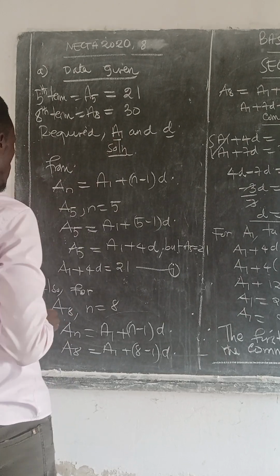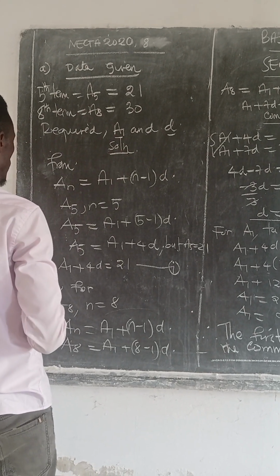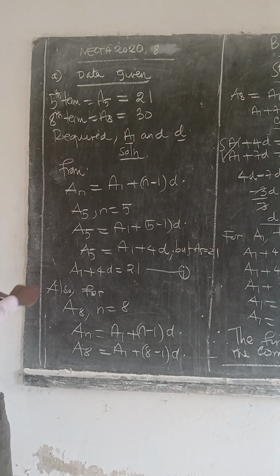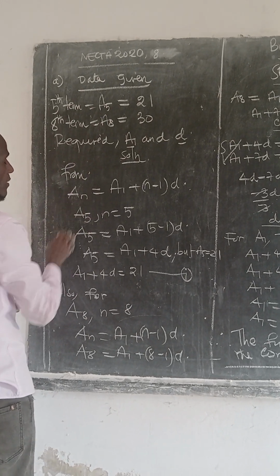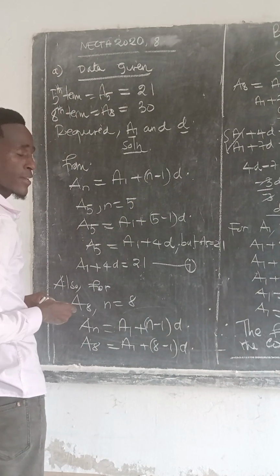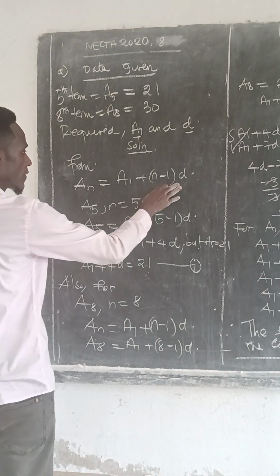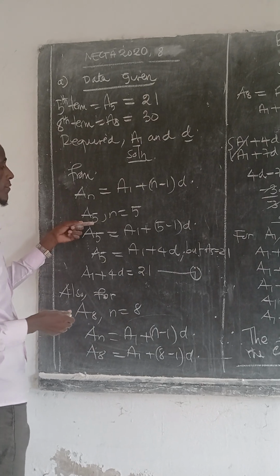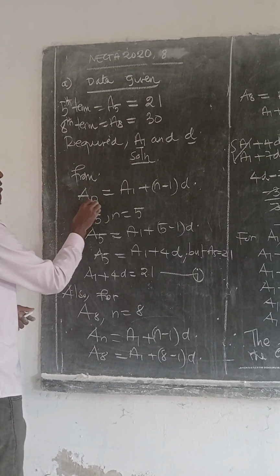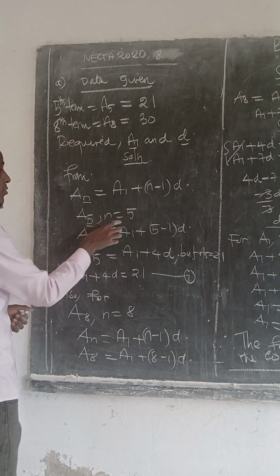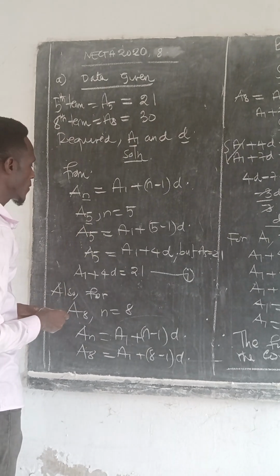So we know the formula of the nth term: AN is equal to A1 plus N minus 1, times D, where D is the common difference. When you say this is A5, it means that N is equal to 5.